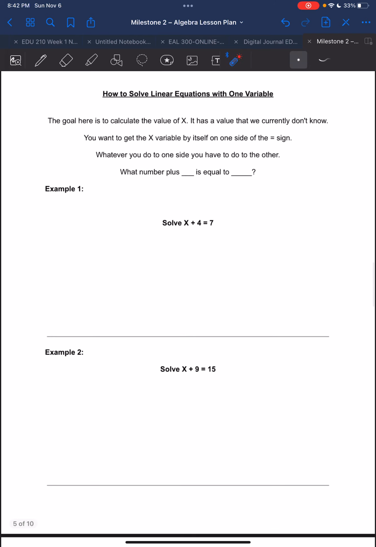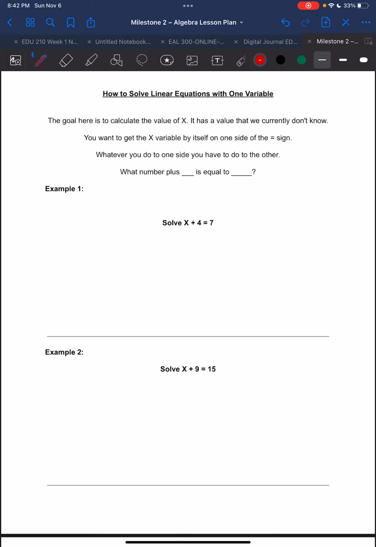Now I will demonstrate how to solve linear equations with one variable. The goal here is to calculate the value of x. x has a value that we currently do not know. We want to get x, the variable, by itself on one side of the equal sign. Whatever you do to one side, you have to do to the other.